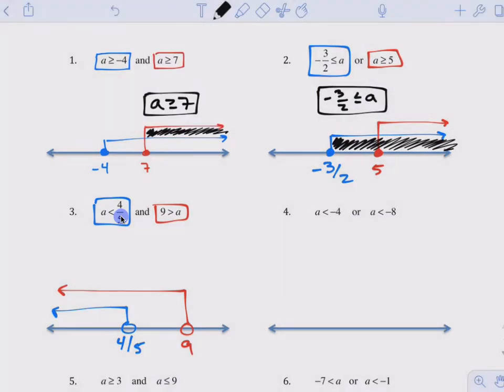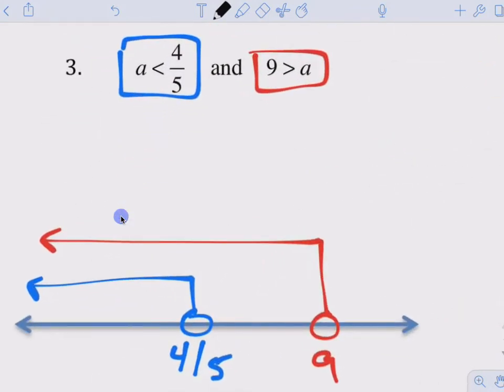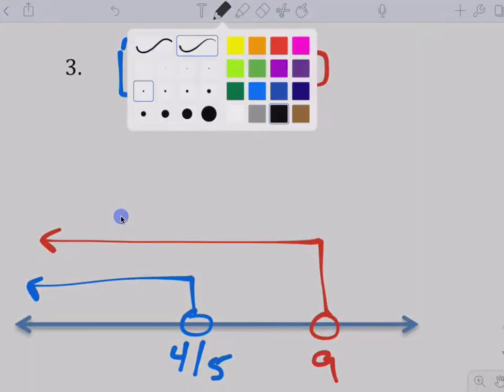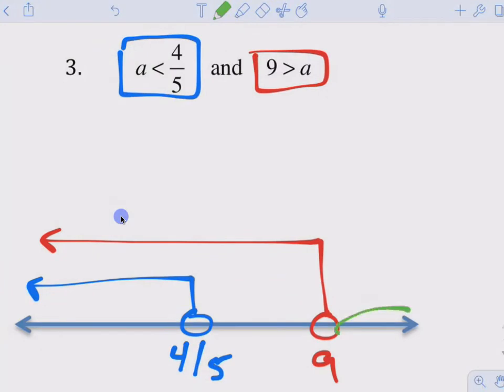Okay, to be the solution to an AND compound inequality, you've got to make all of the statements true at the same time. These numbers make neither of them true. These guys are not going to be solutions. These numbers in the middle, they make this guy true, but they don't make this guy true. So, since they don't make all of them true, not going to be solutions. However, these numbers less than 4/5, they make both of these statements true at the same time. Those are going to be our solutions to the compound inequality.